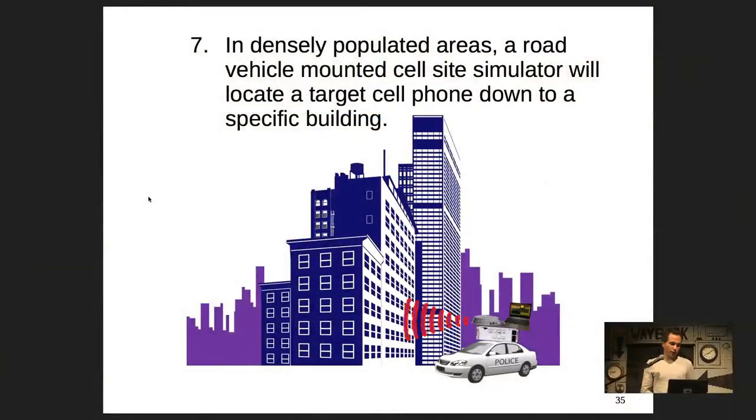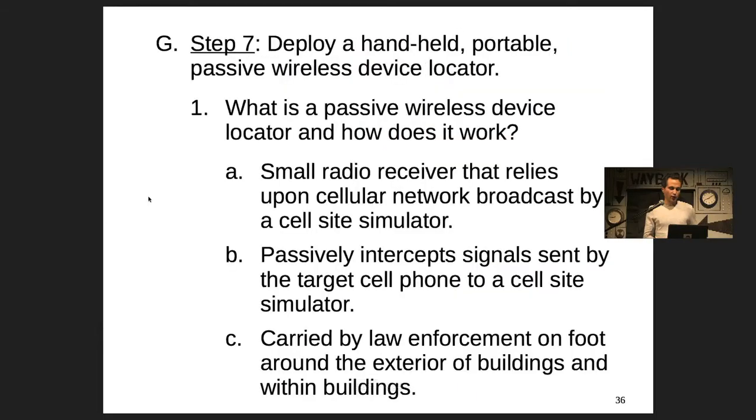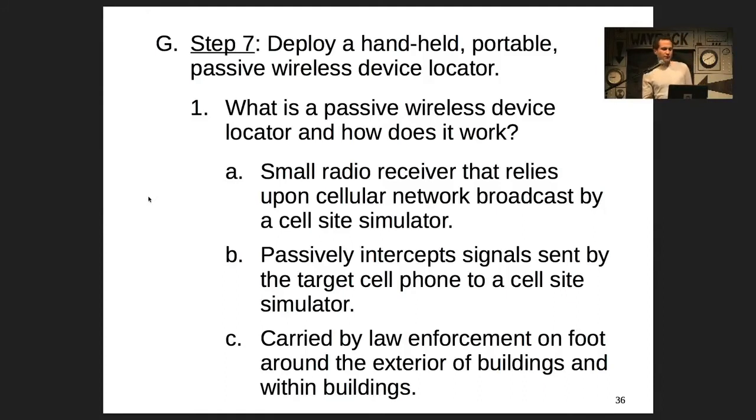Back to the scenario of locating this suspect, this target cell phone. If it's a road vehicle with the cell site simulator in a dense urban area, it's probably only going to locate down to a single building. So what they'll do is they'll park outside with the cell site simulator running, and they'll deploy handheld portable wireless device locators. And these are actually passive. They don't connect with the phone.